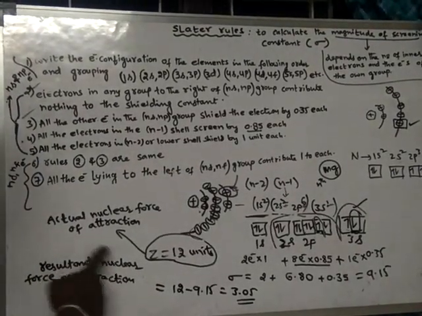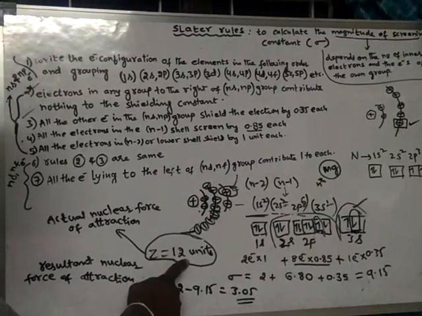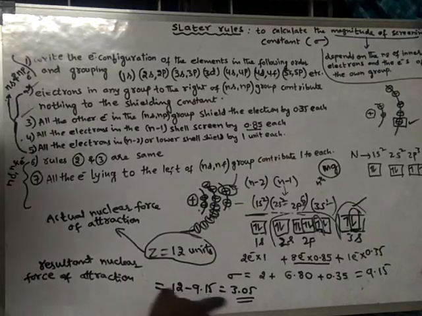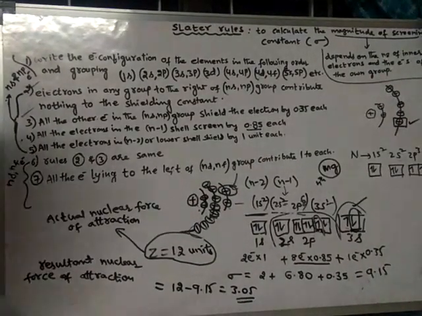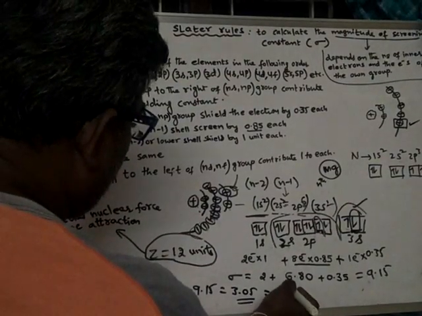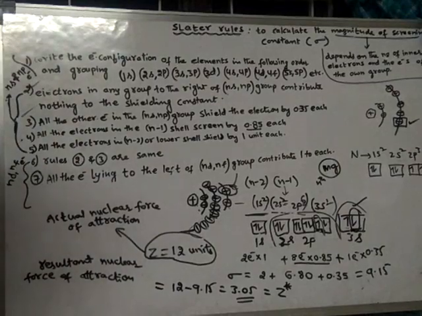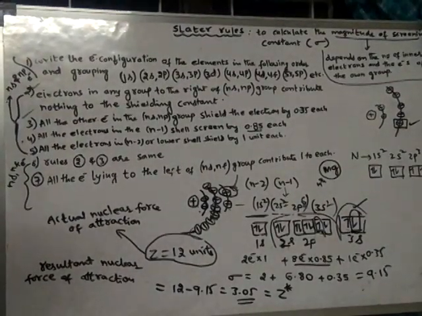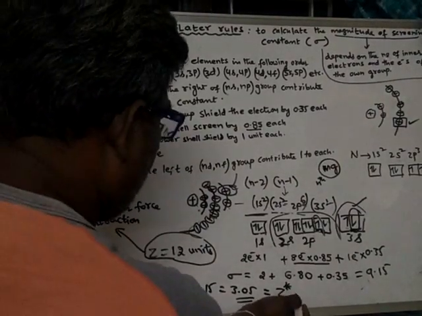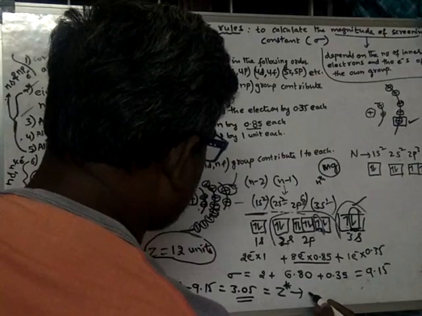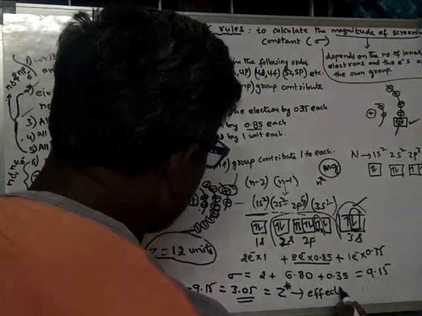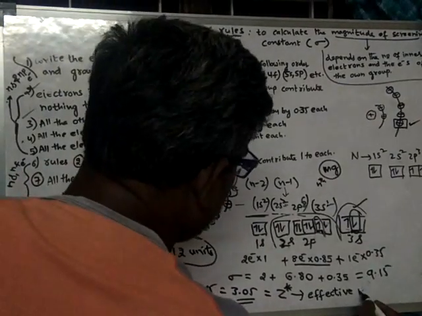So here the actual nuclear force of attraction should be 12 units, but the resultant nuclear force of attraction is only 3.05. Now it is called Z star. The actual force of attraction is denoted by Z, and the resultant nuclear force of attraction is said to be Z star. It is also called the effective nuclear charge.